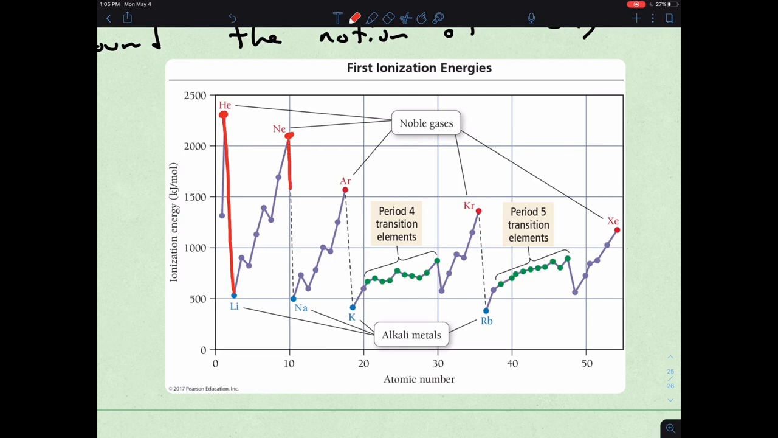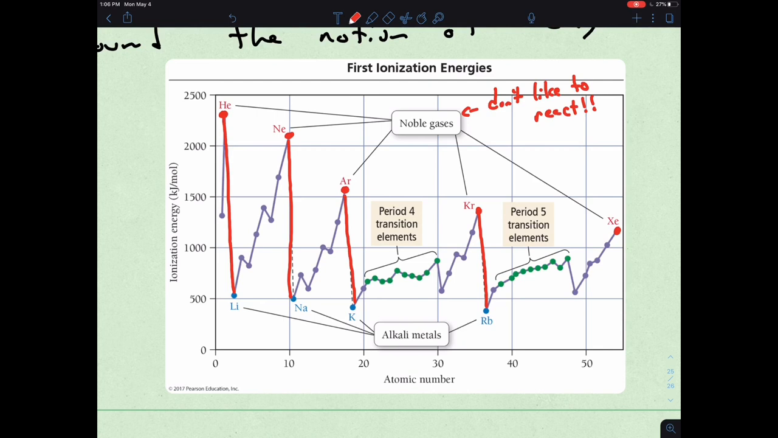And then there's, again, this huge drop. Same thing between sodium and argon, left to right, we see a good increase. But notice that the noble gases at the end of each one are of the highest energy. Remember, these don't like to react, and that's shown by the fact that they have the highest energies.